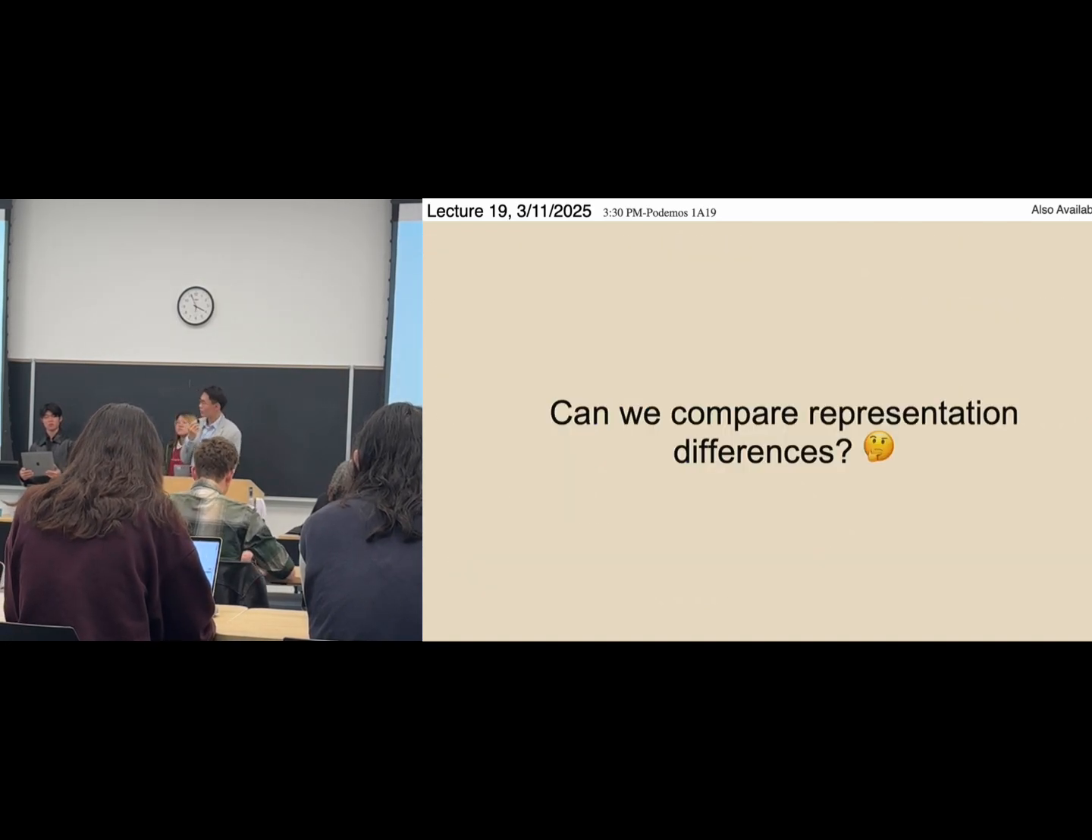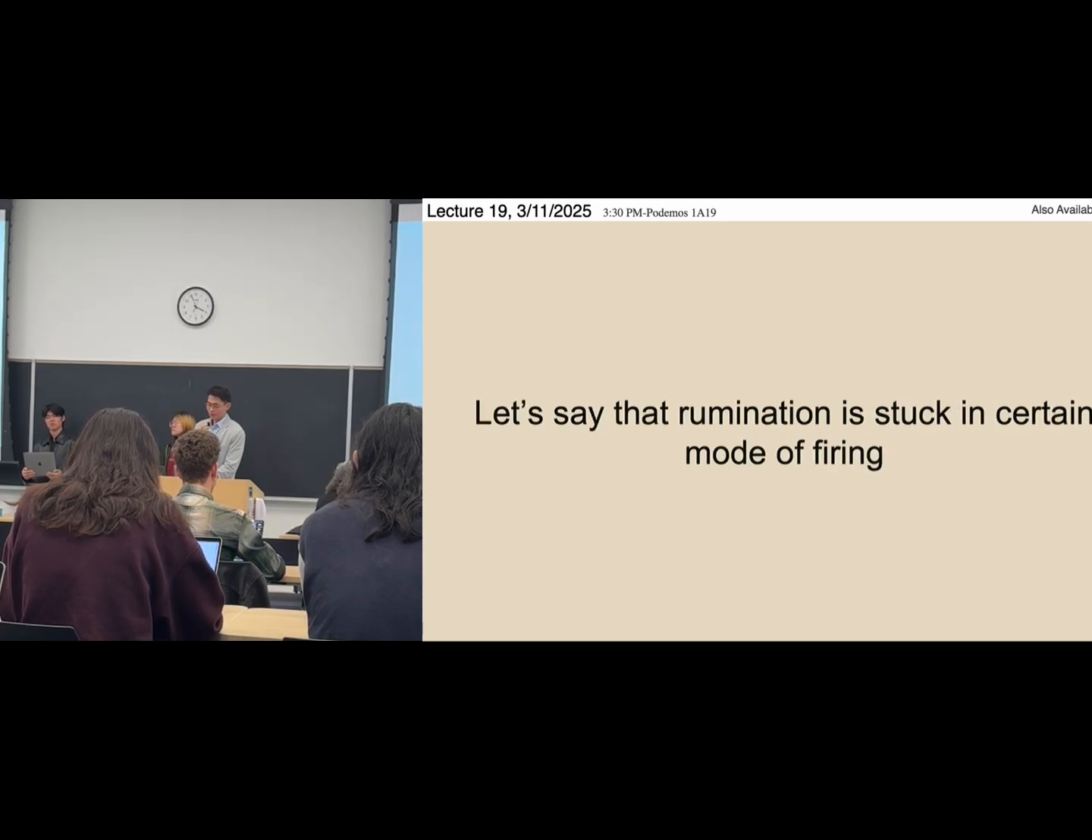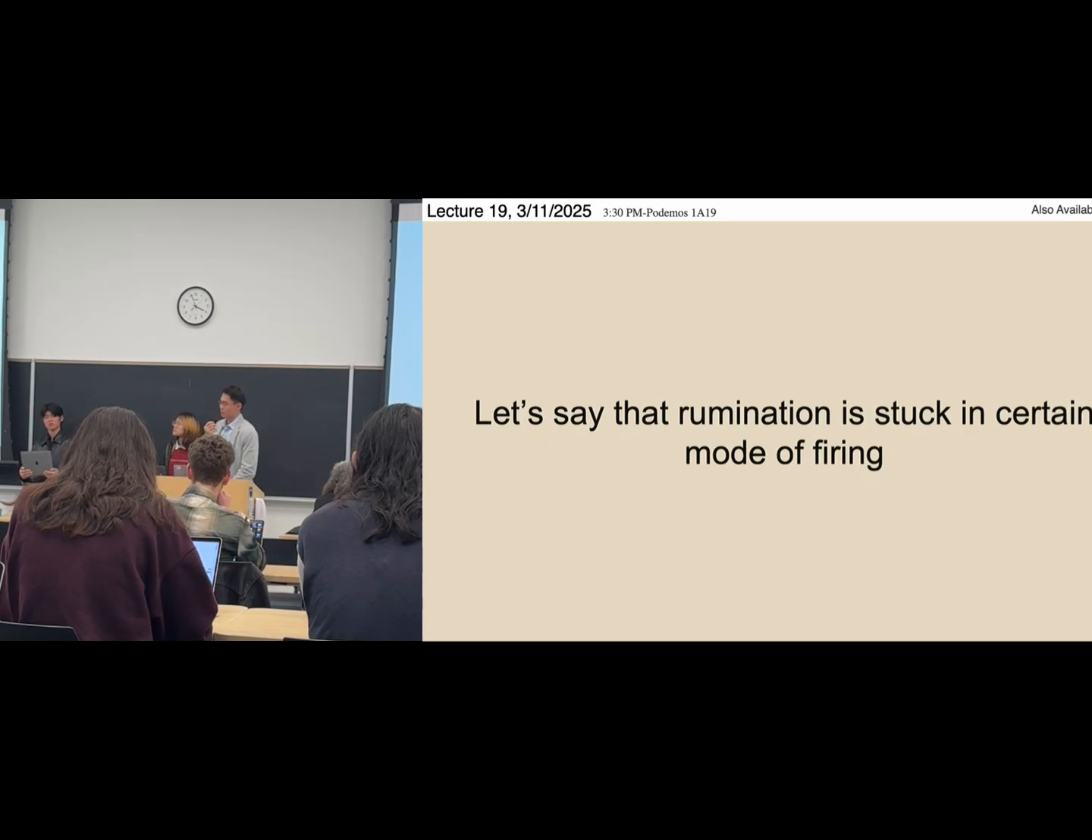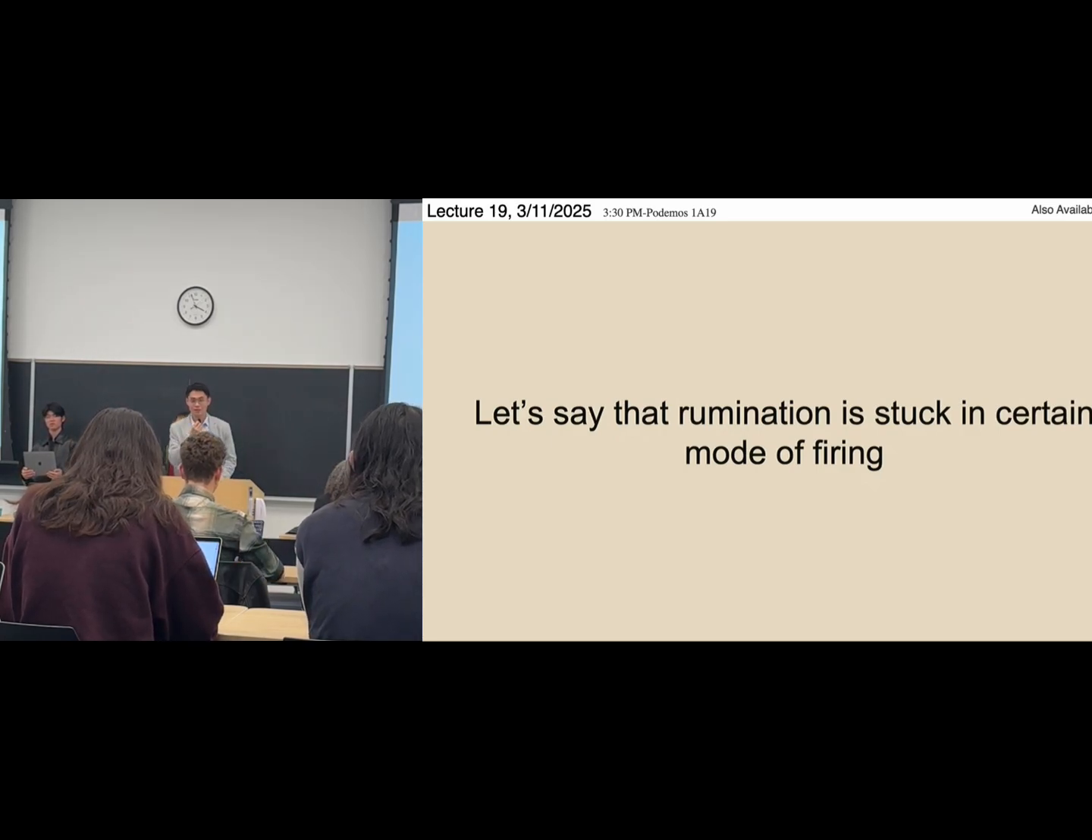But what we really care about again is this mid layer of representation differences. So let's make a huge assumption. Let's say that rumination is about being stuck in certain modes of firing in the activation, meaning that you are having these recursive thoughts, keeping your mind stuck there. So neuronal-wise, it's being stuck in certain modes of activation.